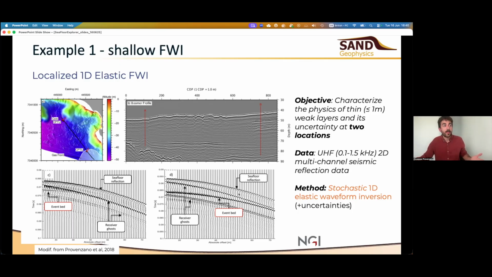And so we're going to take the pre-stack data at these two locations, and invert them using a stochastic, in this case localized, 1D elastic waveform inversion with an estimation of uncertainties, and see what we get.